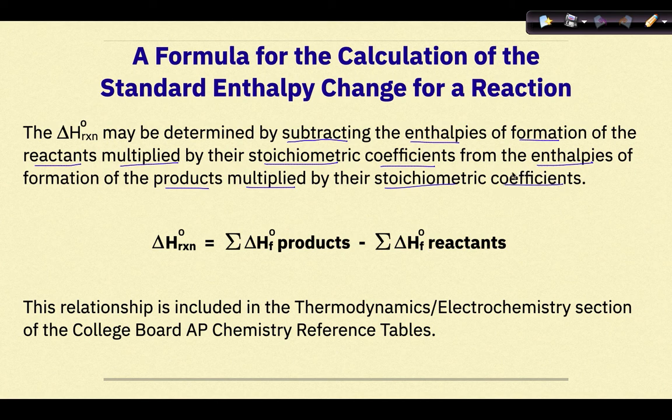Wow, that sounds like a lot. Let's break this down. So the overall heat of reaction at standard state will be equal to the sum of all of the heat of formation of products, which will be given to you, minus the sum of all of the heat of formation of reactants at standard states, which will also be given to you. This relationship is included in the thermodynamics electrochemistry section of the College Board AP Chemistry reference tables.